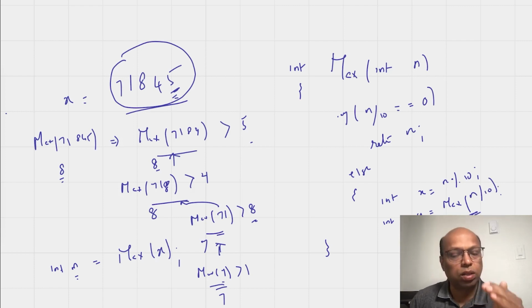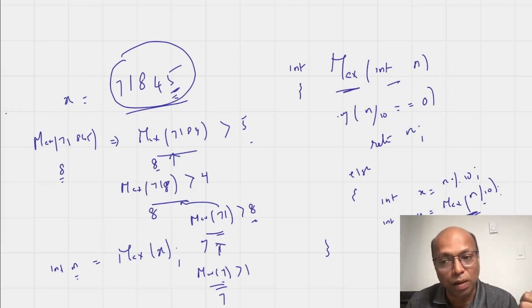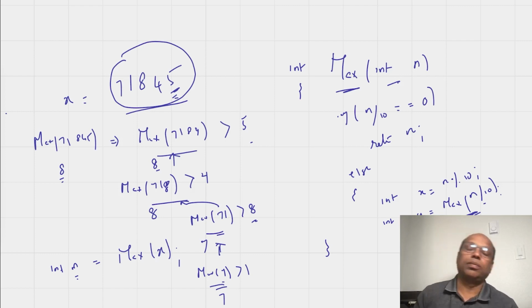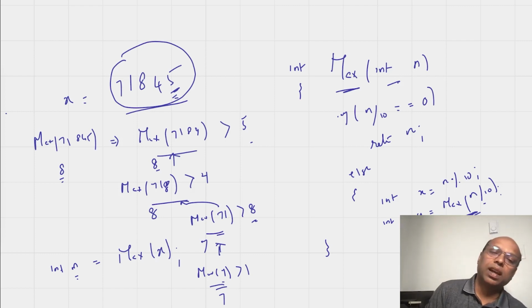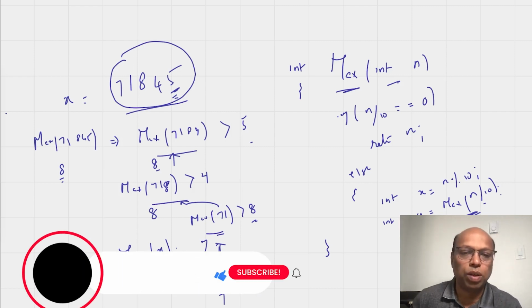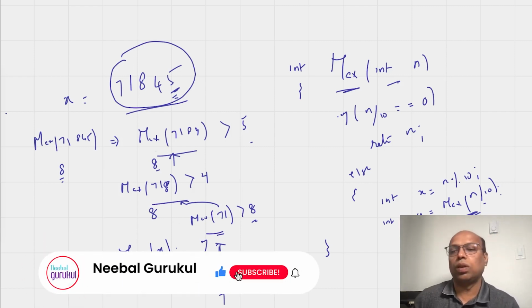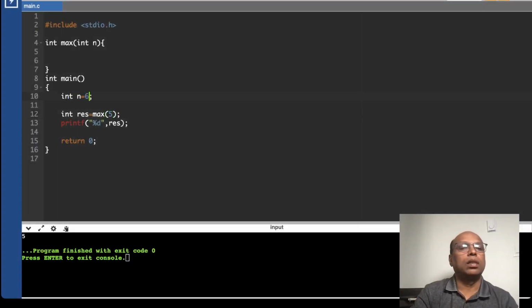Remember, recursion is writing a solution to a problem using the problem itself, but not with the same input, but with a different input. Remember that. Now what I need to compare: if x is greater than y, return x. Otherwise, I need to return y. That's it. I showed you how it works here. It went backwards. Let's convert it into code here. Let's say my n is what?